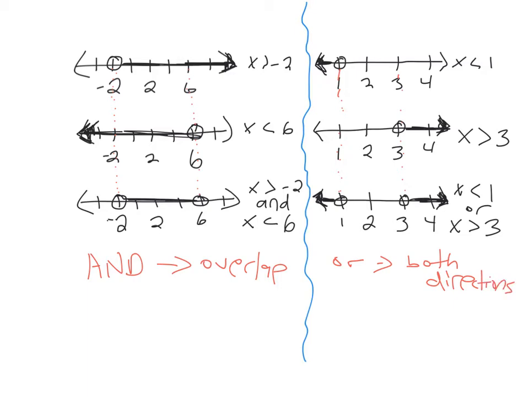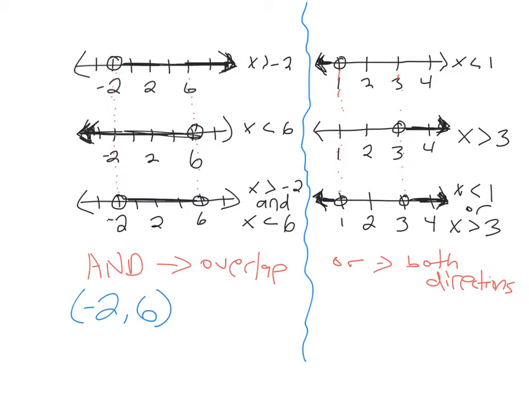Now, let's do our interval notation, because we have to know how to do interval notation on these. With our "and" one, we don't have it going left to right. It's in the middle, so we won't include infinity here. When we look at the -2, we have an open circle. That means it's not included, so we have parentheses. And it stops at 6. It's also an open circle, so it's parentheses as well.